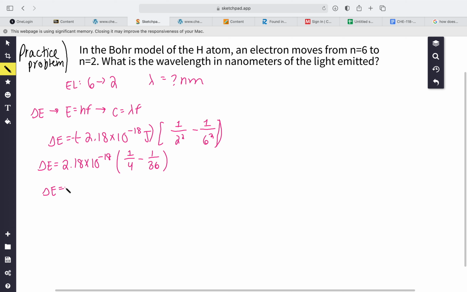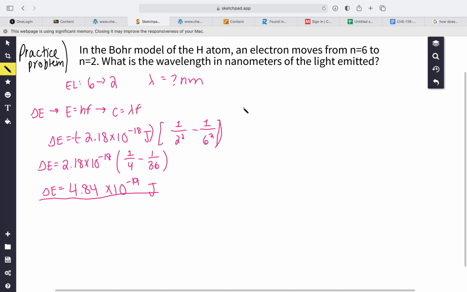2.18 times 10 to the negative 18 times 1 over 4 minus 1 over 36, and we get 4.84 joules. Again, this is using a non-calculator method. I guess Photomath is technically a calculator, but it's not as efficient as an actual calculator. Okay, so I'm going to underline this answer because I know I'm going to use it in the next question.